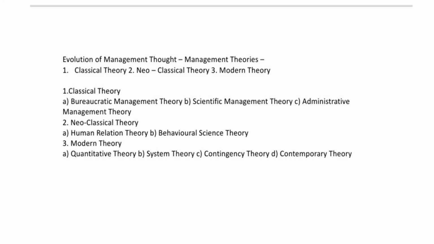And we have another theory by the name behavioral science theory. Behavioral science theory or approach is the extension of the human relation theory of Elton Mayo. Under this theory, various authors contributed, like Abraham Maslow, McGregor, Likert, and Barnard. So many persons have contributed to this theory. And finally, we have the modern theory or modern approach, which can be subdivided into four aspects: quantitative theory, system theory, contingency theory, and contemporary theory.